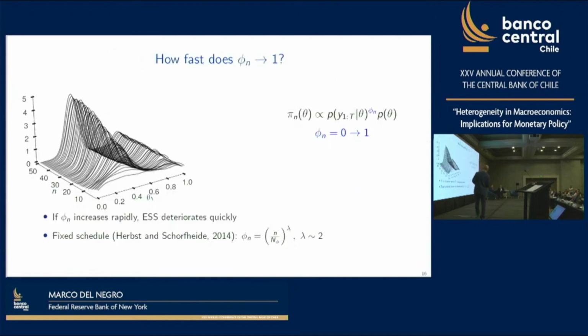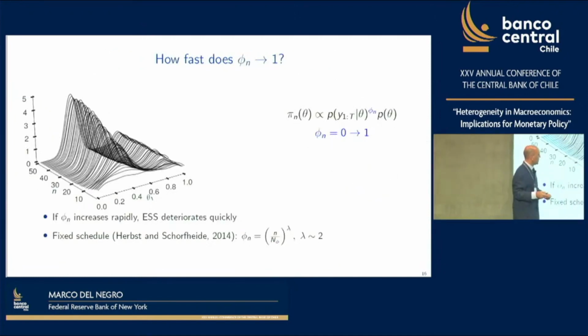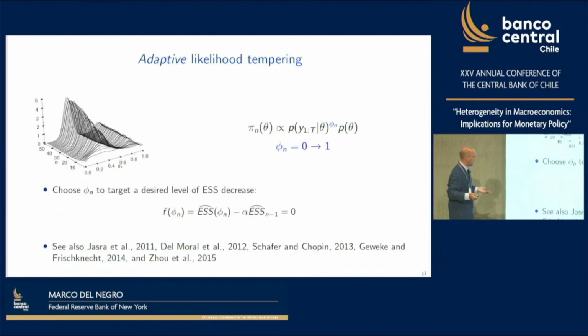Yeah, one more thing. Obviously, what schedule, or what rate, should that phi n go to 1, right? From a practical point of view, that's key. Well, Herbst and Schorfheide had a specific schedule for their model, but that may not work for your model. And so we propose an adaptive system where basically you choose the step so that the effective sample size doesn't decrease that much. So at every step, the problem is made only gradually harder.